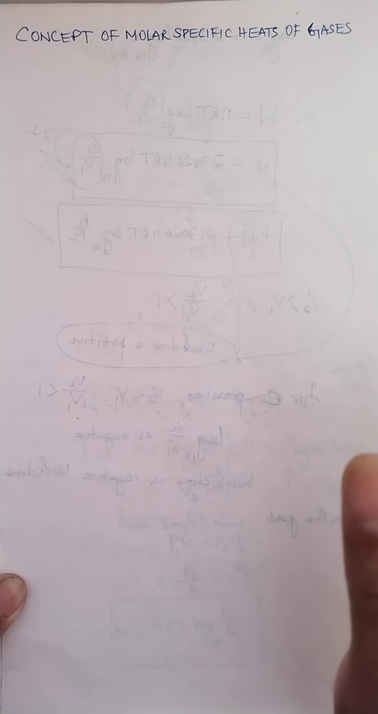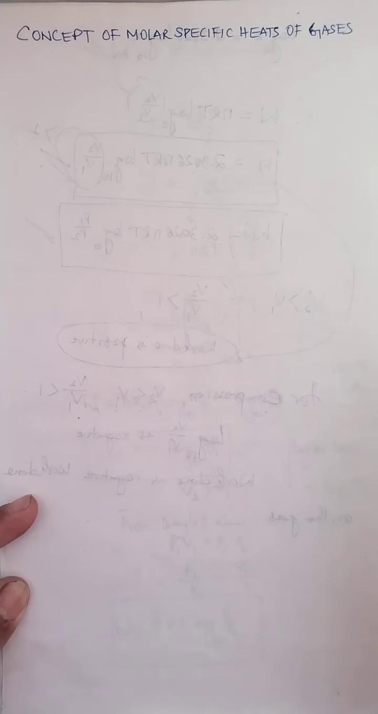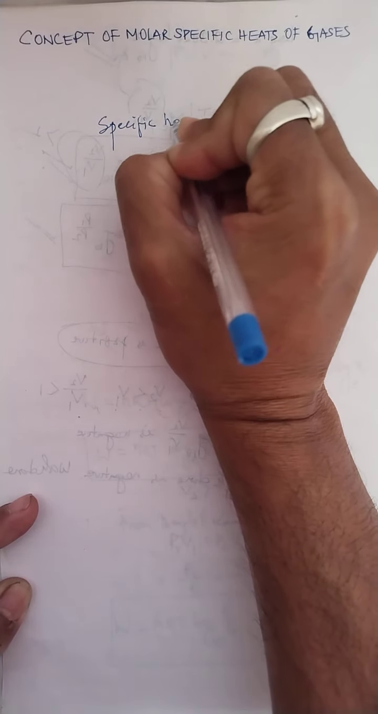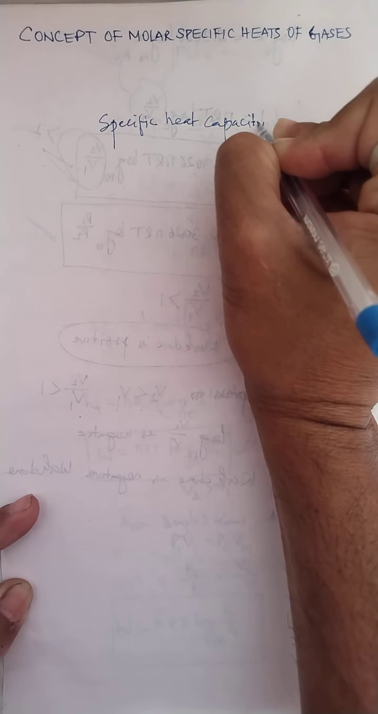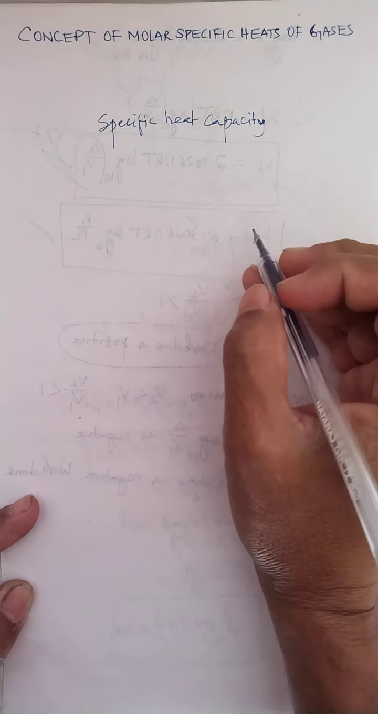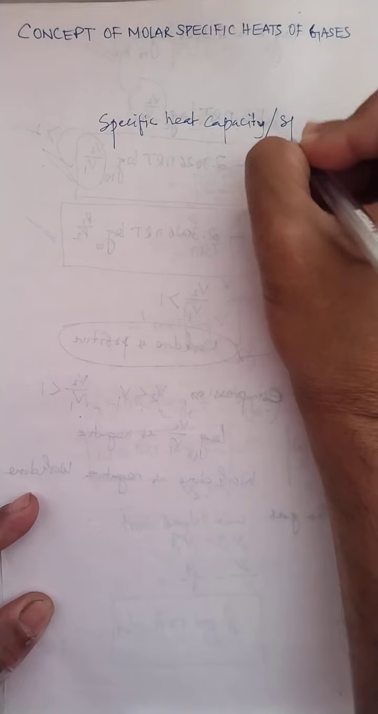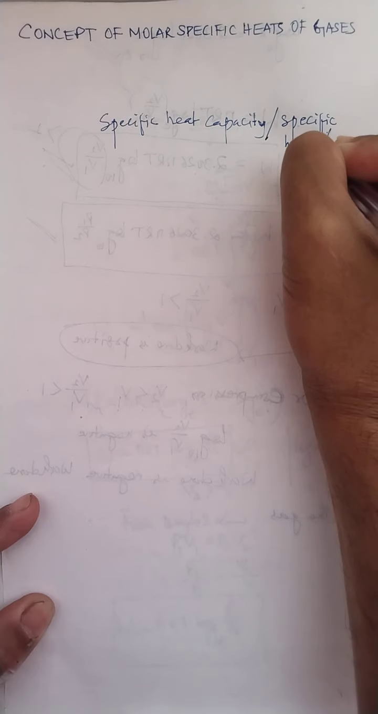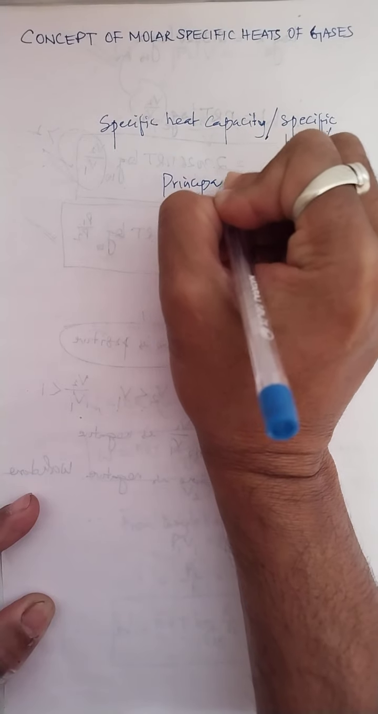In class 10, as you know, you learned a chapter called calorimetry. In that chapter you learned a topic called specific heat capacity. This specific heat capacity is also called specific heat only, or we also call this term principal specific heat.